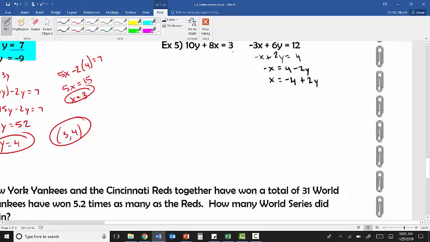So I can take that group and plug it in for x up here, which leaves me with 10y. And then instead of x, we're going to have negative 4 plus 2y equals 3. And then we're just going to go through and we're going to solve that really quick.